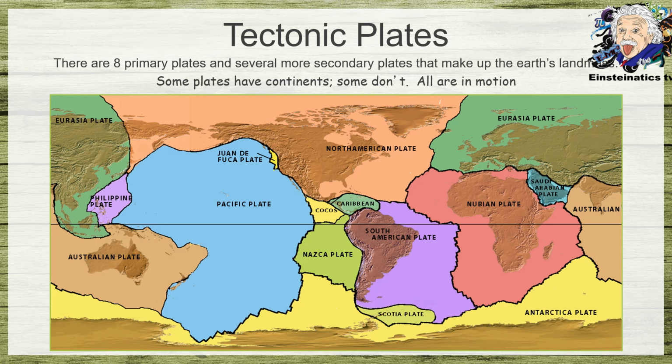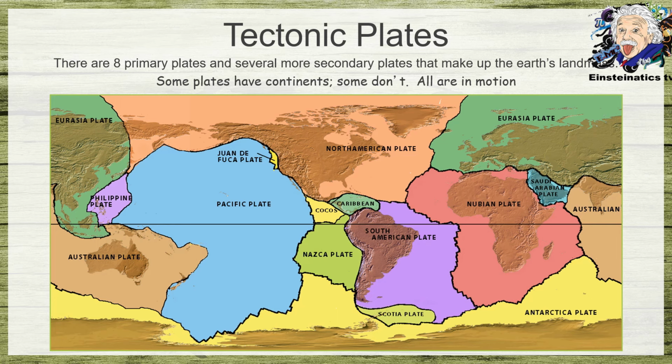Ano-ano nga ba yung bumubuo sa lithospheric plates? So actually, merong 8 primary plates, yung iba naman ay binubuo ng mga secondary plates, meaning mas maliliit sila. So yung mga primary plates includes Eurasia plate, Juan de Fuca, Philippine, Australian, Pacific, Nazca, South American, you have also Cocos plate, Antarctic plate, at yung iba pa.